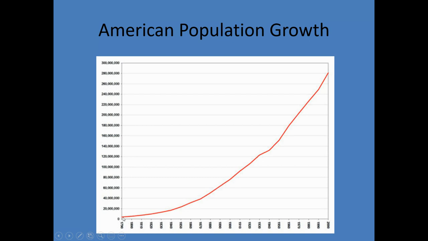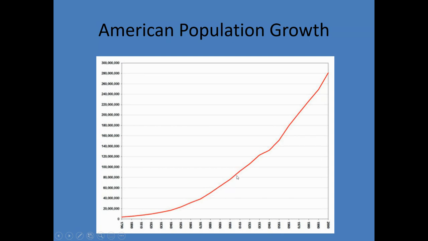So one thing I want you to notice is 1790 to 1850, this 60-year period, we go from about 4 or 5 million Americans to about 20 million. So that is a significant increase during this 60-year period. But if we look at the next 60-year period from 1850 to 1910, we go from 20 million people to about 100 million people.